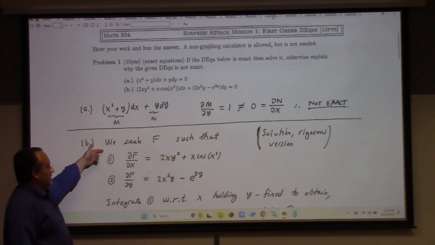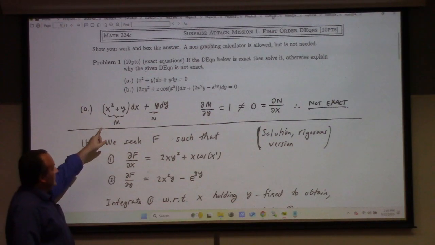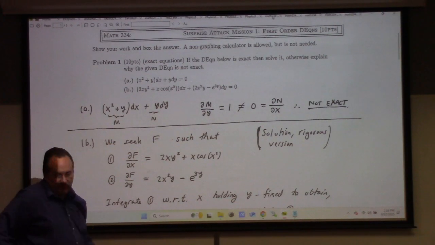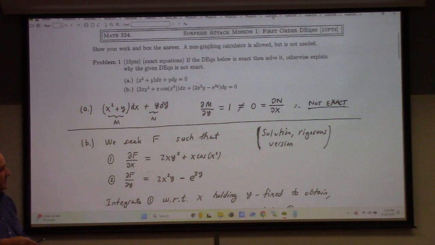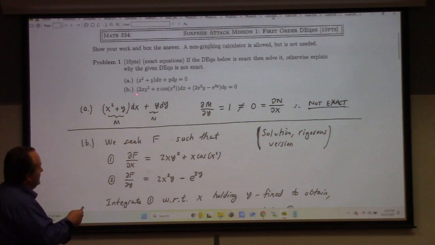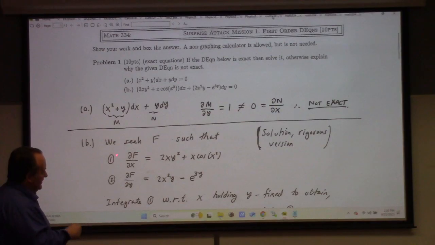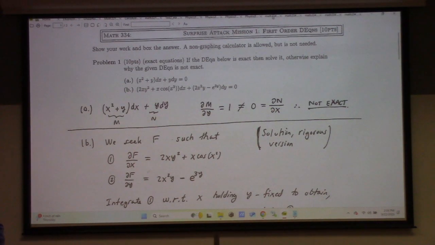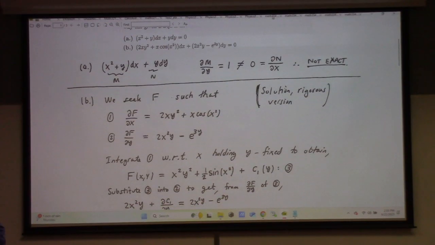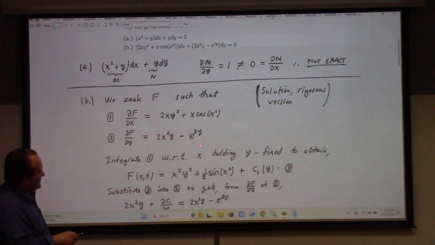This one, on the other hand, we're trying to solve partial f, partial x is equal to the coefficient of dx, and partial f, partial y is equal to the coefficient of dy, right? And in order to achieve that aim, I have to solve these two partial differential equations. The way to do that more rigorously is to integrate the first one with respect to x, holding y fixed. That gives me equation 3, which is that f of x comma y is x squared y squared plus 1/2 sine of x squared plus some function in y, right?